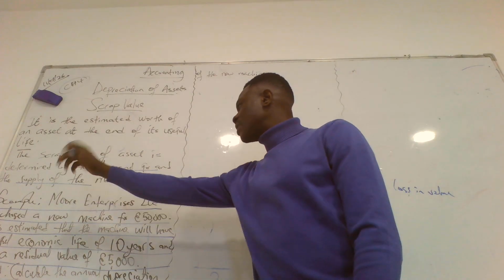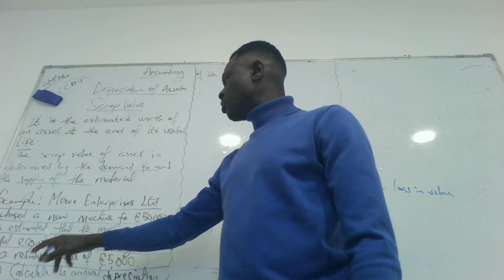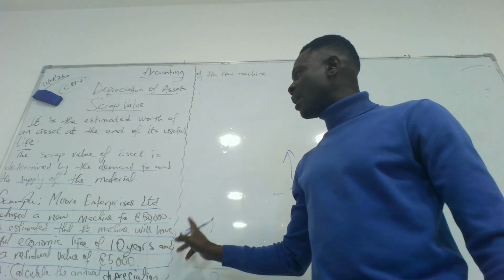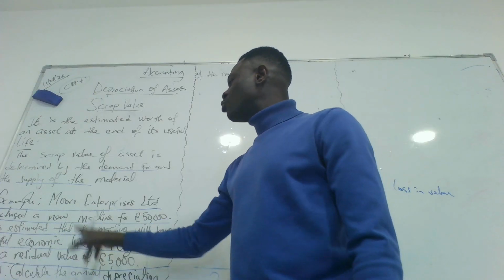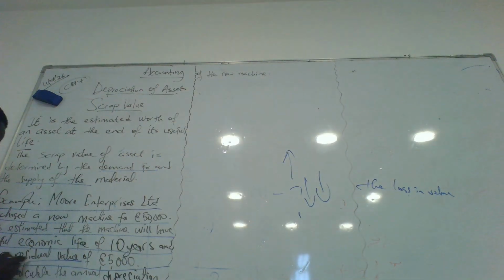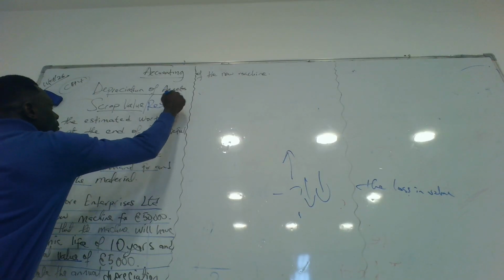So now we have a question. It says, More Enterprise Limited purchased a new machine for 50,000 euros. It is estimated that the machine will have a useful economic life of 10 years and have a residual value, which is the same as the scrap value. We call it scrap or residual value.